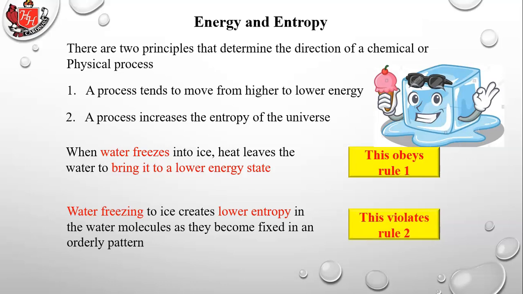So ice melting to water obeys one of the rules and violates one of the rules, and water freezing into ice obeys one of the rules and violates one of the rules. So something's got to be the tiebreaker to determine which of those two things is going to dominate. Is rule 1 going to dominate or rule 2 going to dominate? So if you use your common sense and think about what determines whether water freezes to ice or ice melts to water, you already know the answer to that.